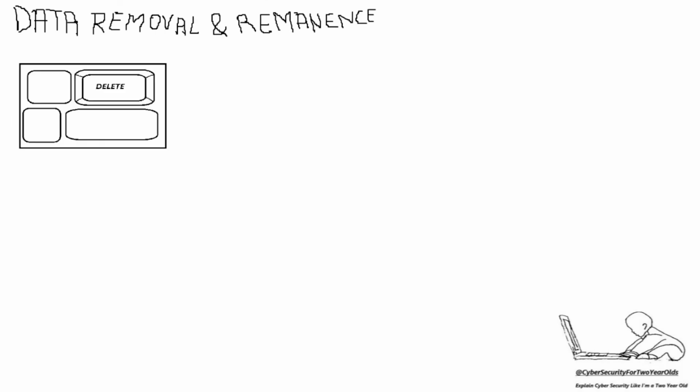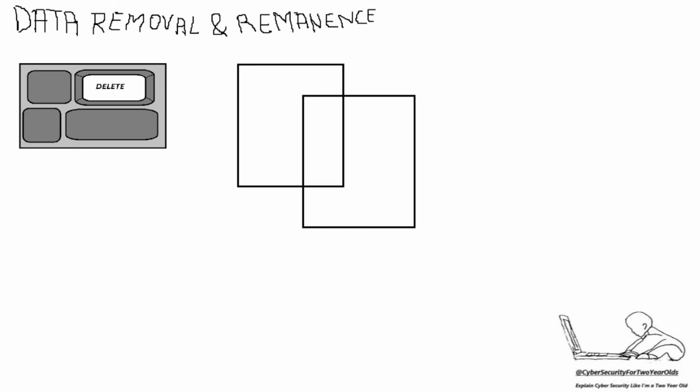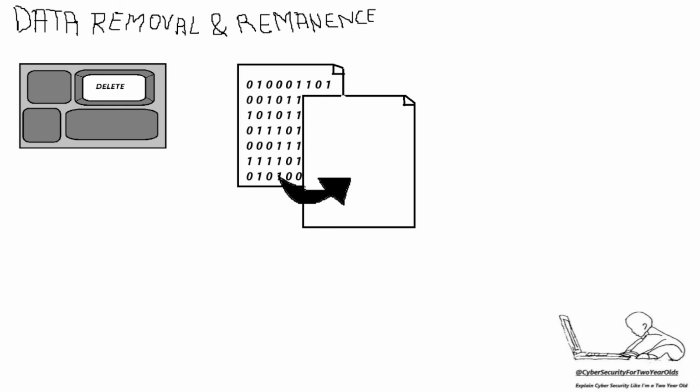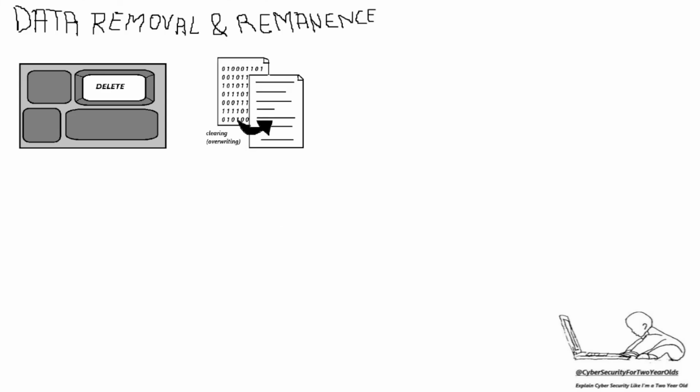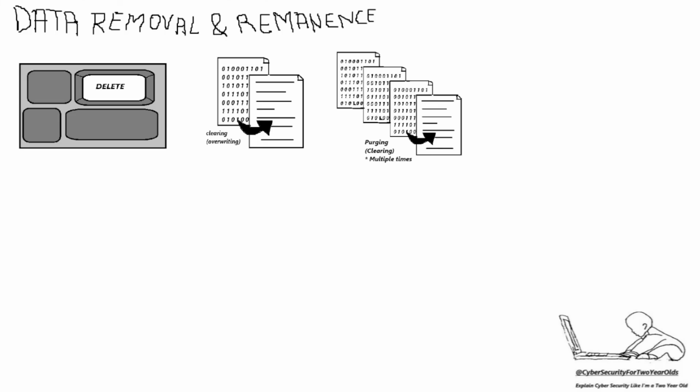The first being the most common, which is the simple delete operation, the delete option on your keyboard. The second method, a little more advanced, is known as clearing, which is overwriting data with unclassified data to ensure the data may not be reconstructed. The next method is a more advanced version of clearing. In fact, it's clearing multiple times. This is known as purging.